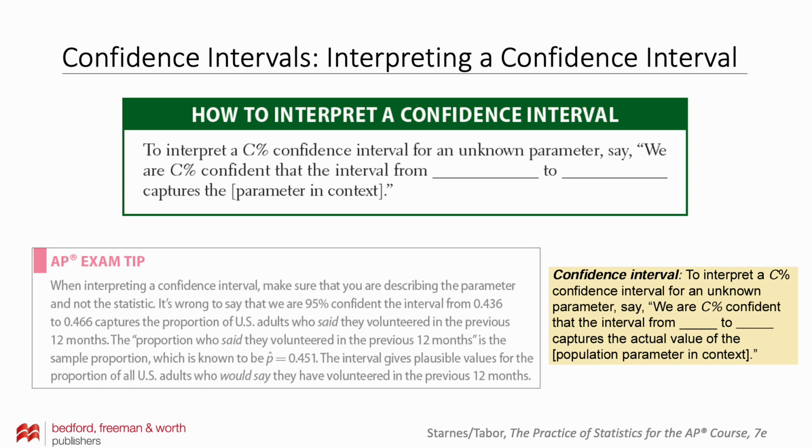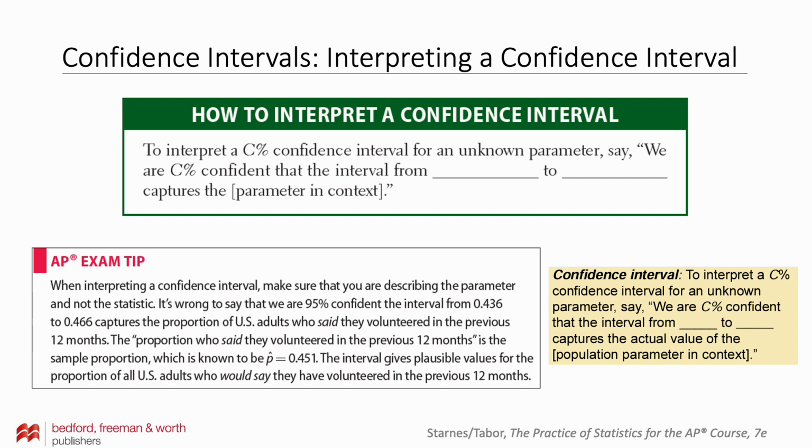So, for example, if we write, we are 95% confident the interval from 0.436 to 0.466 captures the proportion of U.S. adults who said they volunteered in the previous 12 months, this proportion is the sample proportion and not the population. So remember, the interval gives plausible values for the proportion of all U.S. adults who would say they have volunteered in the previous 12 months. So it is very important that you describe the parameter and not the statistic.